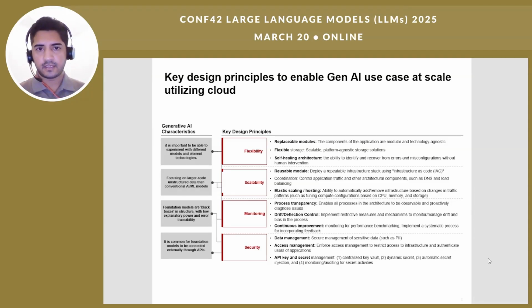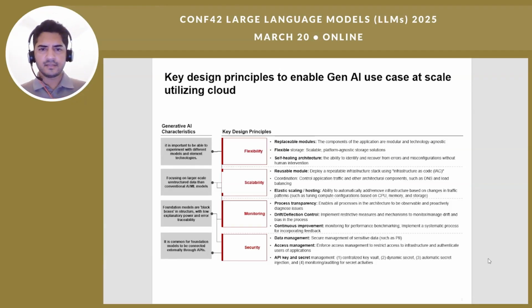Your architecture design must be flexible enough, because as I mentioned, we have new large language models coming up every week. So make sure that you are not locked in. Your architecture must be flexible. Second is scalable. It's an undeniable fact that your architecture must be solid to support scalability. So definitely the cloud, elastic scaling and hosting, leveraging the cloud capabilities, and you can achieve that.